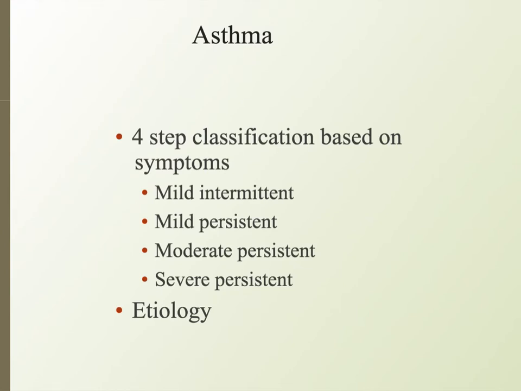We have 4 classifications of asthma, and it depends on the symptoms, or the degree of the symptoms: mild intermittent, mild persistent, moderate persistent, severe persistent. Mild intermittent has the least number of symptoms, and then it goes up from there. Mild persistent would have a few extra symptoms and frequency. So mild intermittent might be, let's say, you only have a couple symptoms and it occurs maybe once a week.